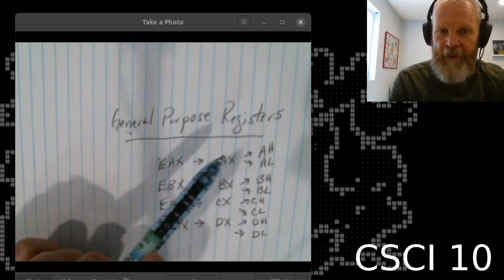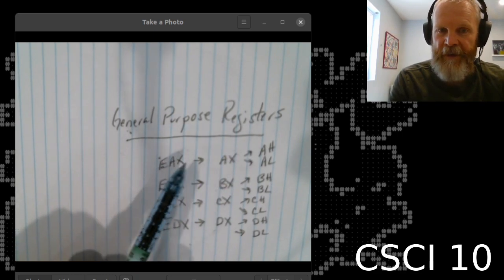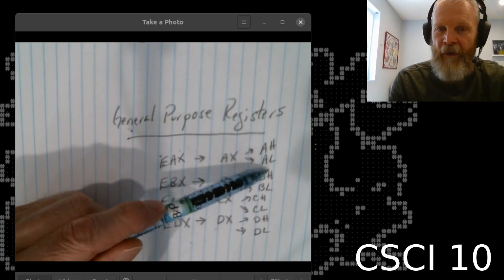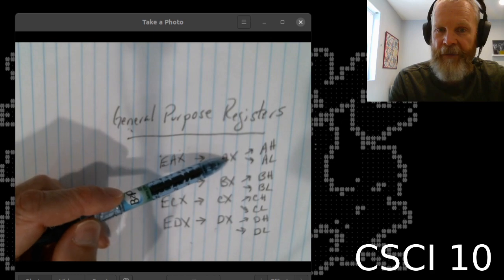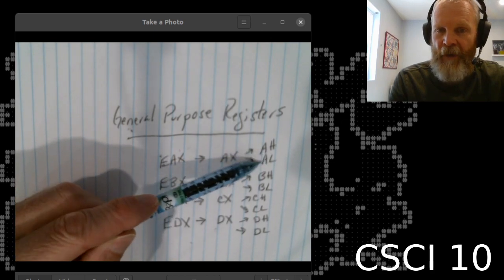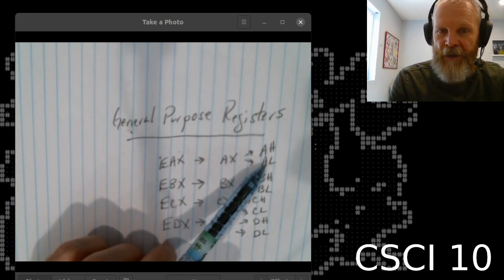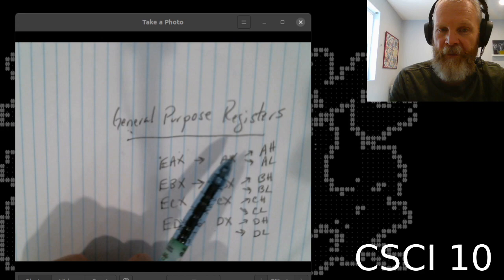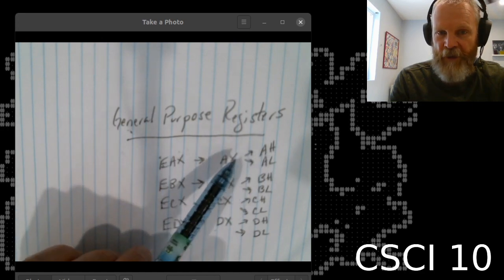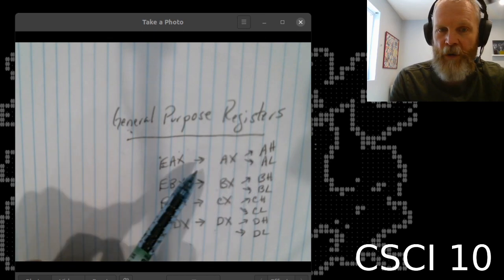But I just want you to notice there's a pattern here. So EAX overlays AX, which is the lower 16. AX overlays AH and AL. AH is the higher 8 of this 16, and AL is the lower 8 of this 16. And then remember that by extension, AL is also inside of AX, because these are all really the same processor. This is just names for different portions of it.